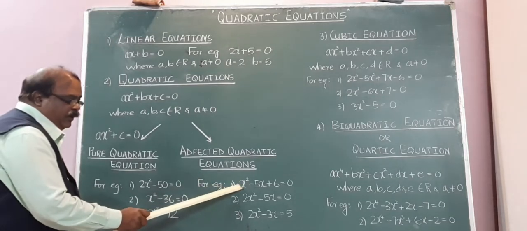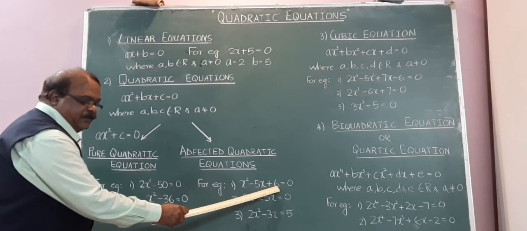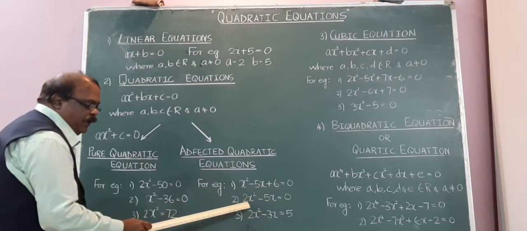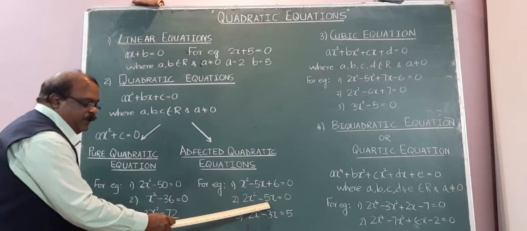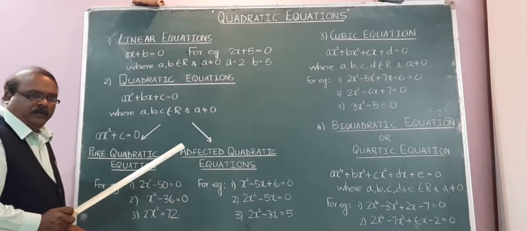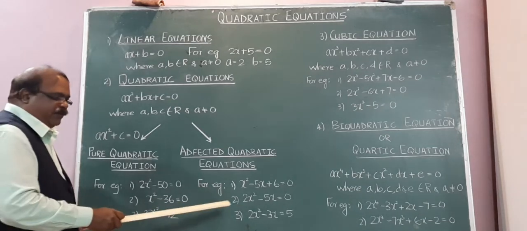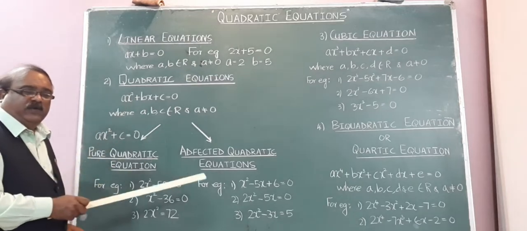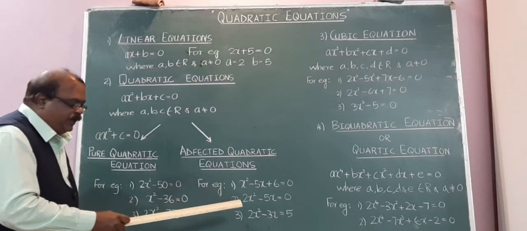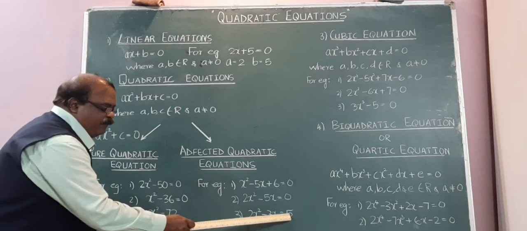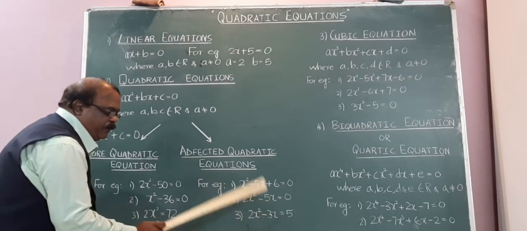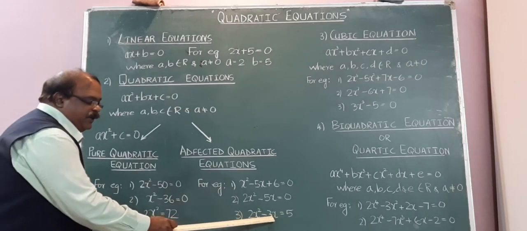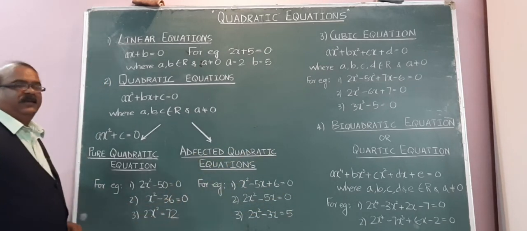a is 1, b is minus 5, c is 6. Second example, 2x square minus 5x is equal to 0. a is 2, b is minus 5. I give you a third example, 2x square minus 3x is equal to 5. Here the equation is not in the standard form. How shall I bring it to the standard form? By bringing 5 on the left hand side. Plus 5 coming to the left becomes minus 5. So the equation now becomes 2x square minus 3x minus 5 is equal to 0.